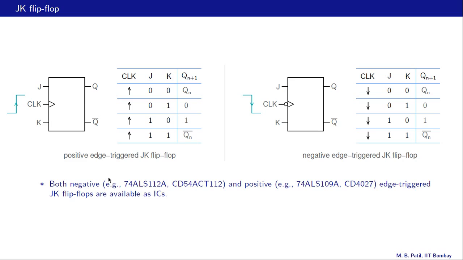And commercially, both negative and positive edge triggered JK flip-flops are available as ICs. Here are some examples.